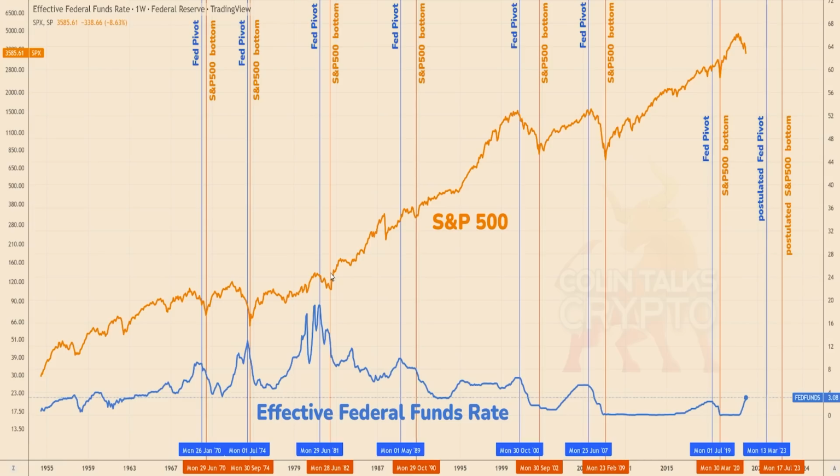Well, if you look at this chart, the first big lesson to learn is that is not the case at all. In fact, in the majority of cases, whenever the Fed pivoted, indicated again by that vertical blue line, it was followed by a massive decrease in the S&P 500 over a period of many months. In fact, it's the exception to say that something otherwise occurred.